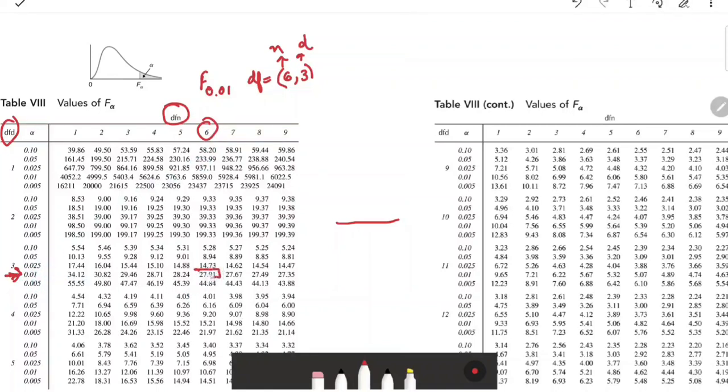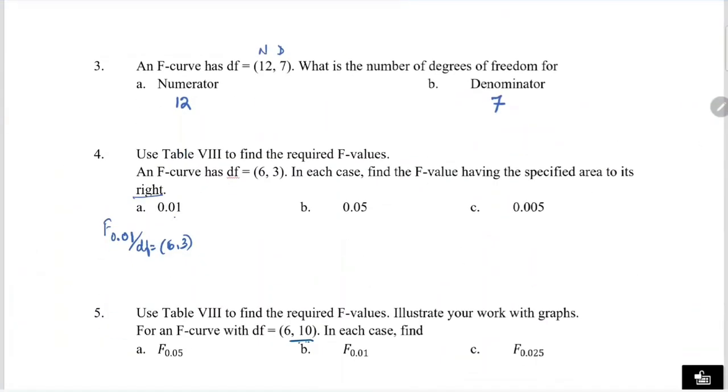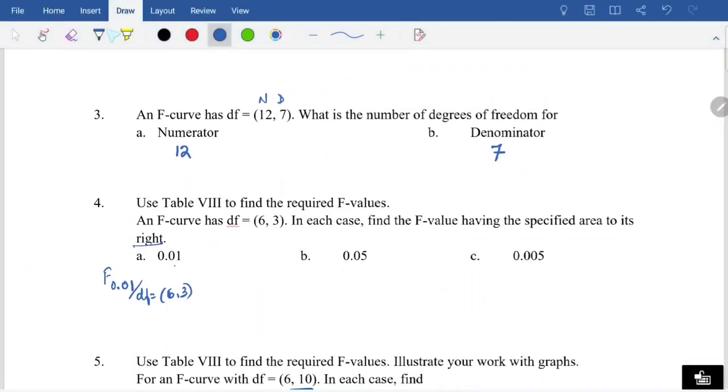It's 27.91. So in our worksheet, we are going to write 27.91. Our answer is going to be 27.91.